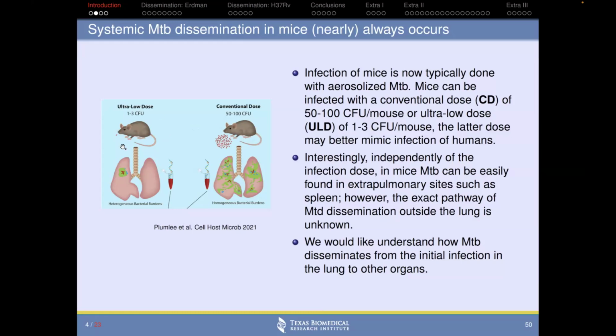Again, independently of how you infect the mice, if you wait long enough, which typically takes a few weeks, you will find the bacteria outside of the lung. You'll find them in the lymph nodes, in the spleen, and we recently found them also in the blood. So we would like to understand how this dissemination occurs.